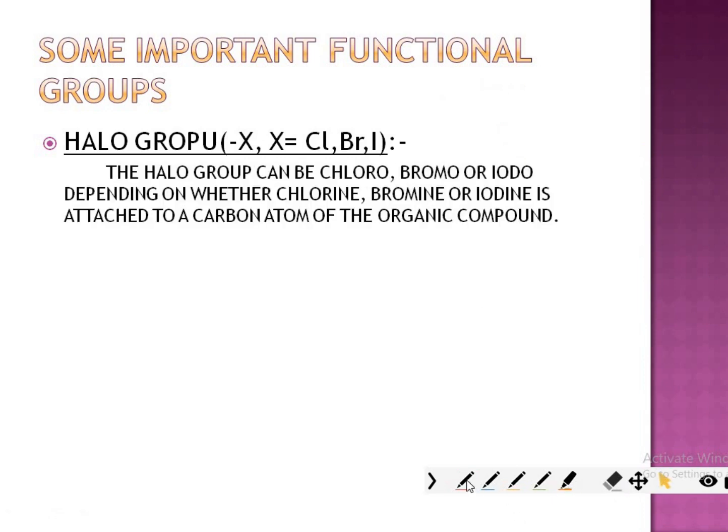Now the halo group can be chloro, bromo or iodo, depending on whether chlorine, bromine or iodine is attached to a carbon atom of the organic compound. Fluorine is also there, but fluorine atom is very rare, so it is not written here, okay.